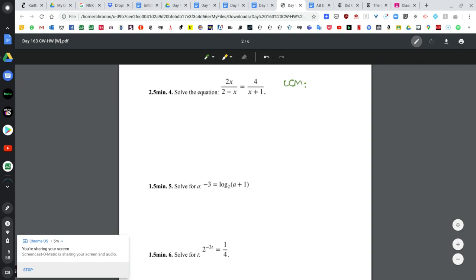So the LCM is, we can use parentheses here. There's nothing in common. So the LCM is nothing but 2 minus x and then x plus 1. So I'm going to multiply every term by that, on the left side and the right side, to clear the fraction. So observe how I do this. Times (2 minus x)(x plus 1). I'll do the same thing here: (2 minus x)(x plus 1).